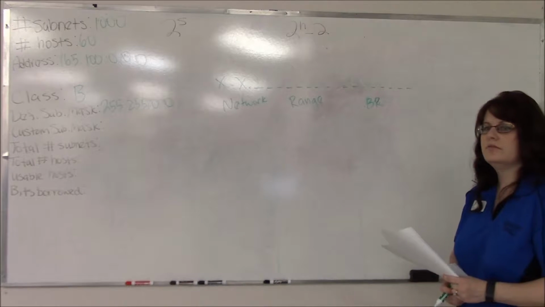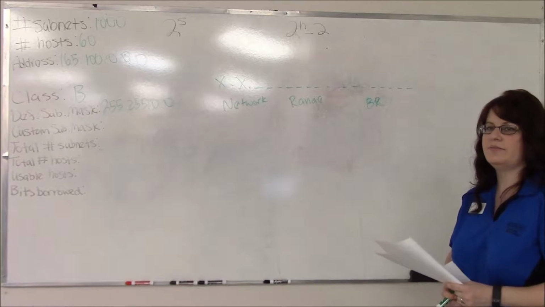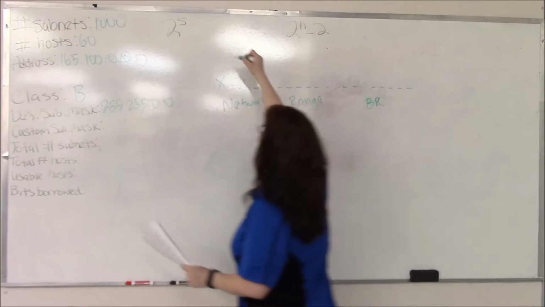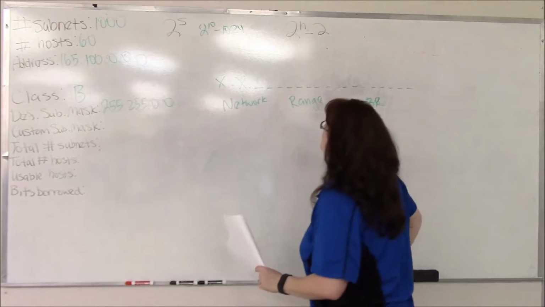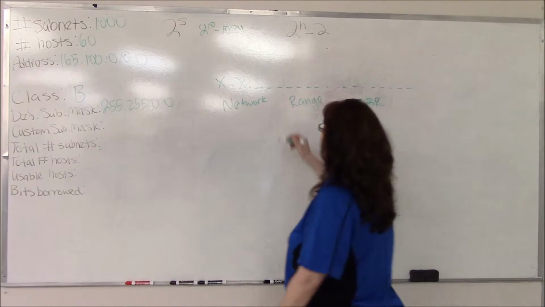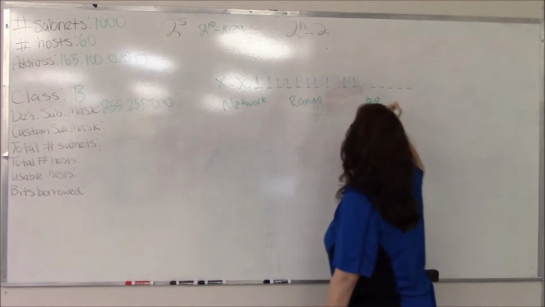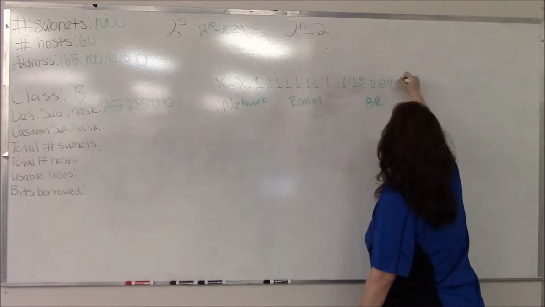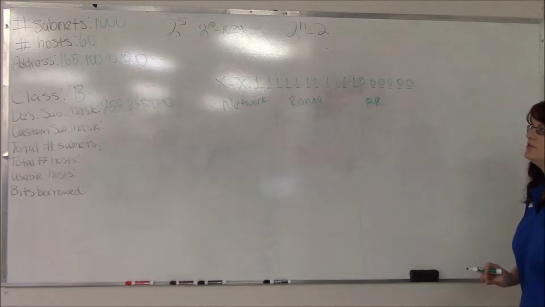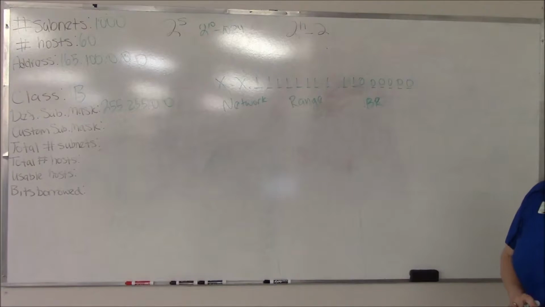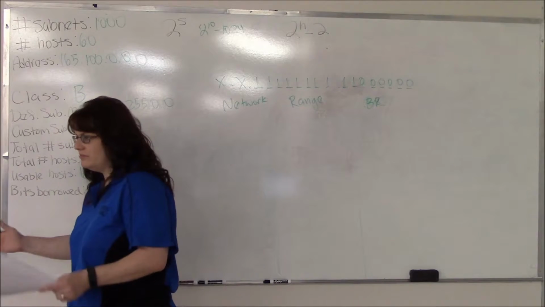2 to the 12? No, wait. 2 to the 10th? 2 to the 10th gives me 1,024. That means I have 10 subnet bits on. And then 6 are going to be my host bits. 2 to the 6 minus 2 is what? 62.